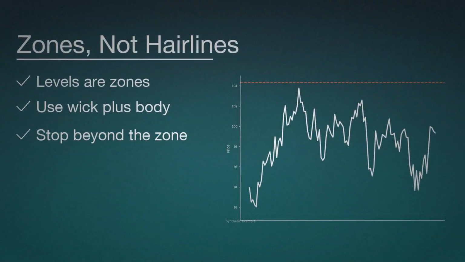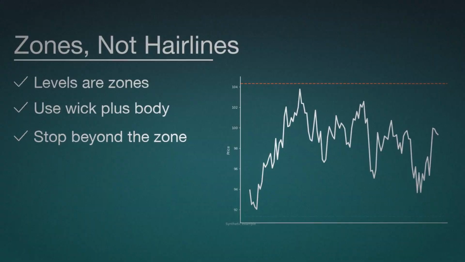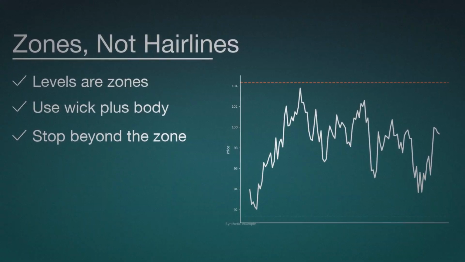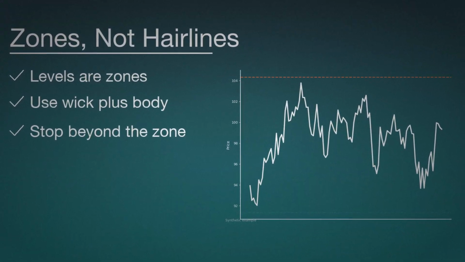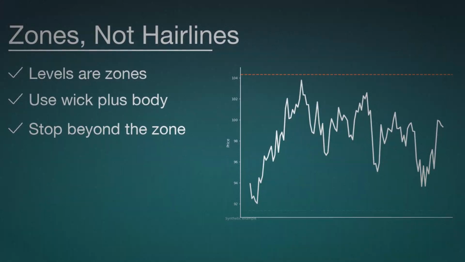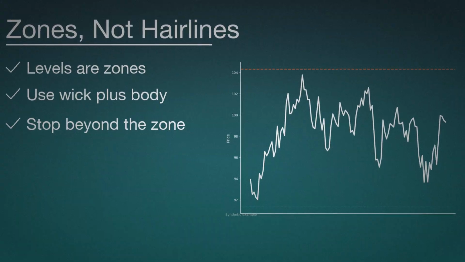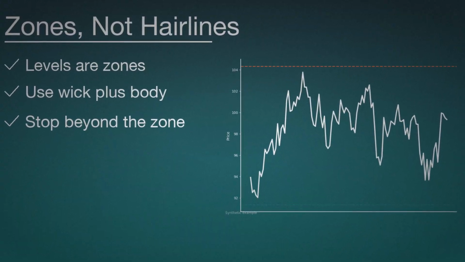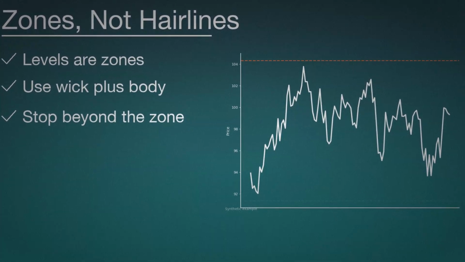Stop drawing single pixel lines. Price reacts to zones, not exact numbers. Define a zone using the wick high and the candle body close of the rejection bar. That gives you an upper and lower boundary, typically 10 to 30 basis points wide on equities, wider on crypto. Your entry can be at the far edge, your stop just beyond the zone. This single change cuts false stopouts dramatically.